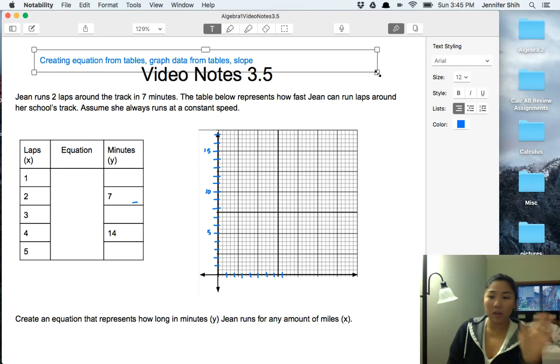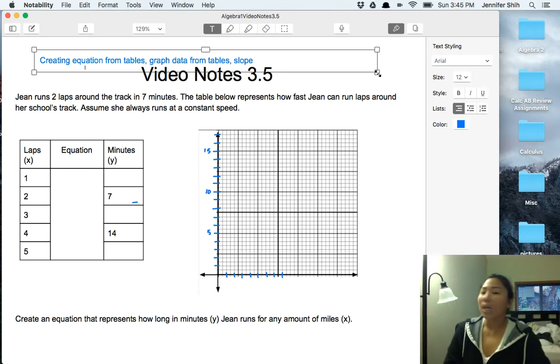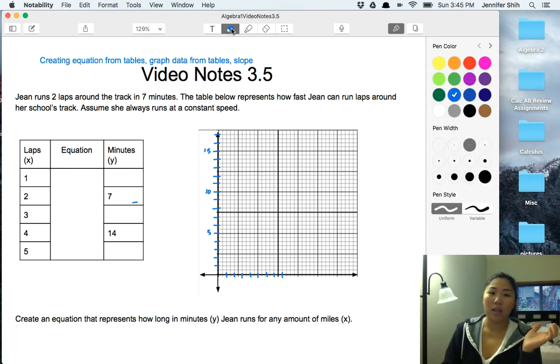You can pause the video right now so that you can draw in your Cornell boxes. You can also pause the video to draw in this table over here. And then you need to sketch out a graph as well.